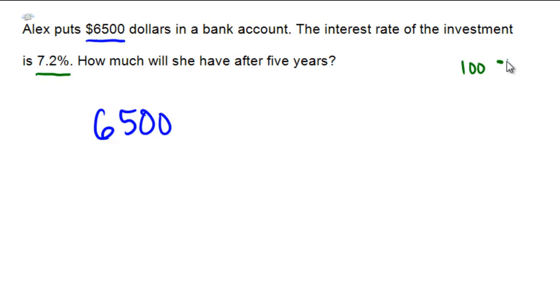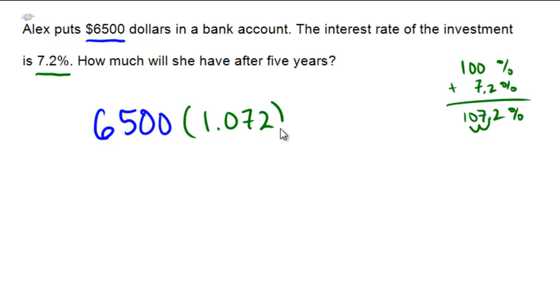Notice that 100%, because she gets to keep her original money, plus the additional 7.2%, means that her account is actually going to increase by 107.2%. So we're going to put a 1.072 here to represent her 7.2% increase on top of what she had before. And then we're going to raise it to the power of however many years into the future we need to go, which is 5. So we have 6,500 times 1.072 to the power of 5.